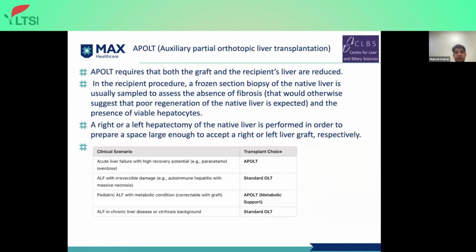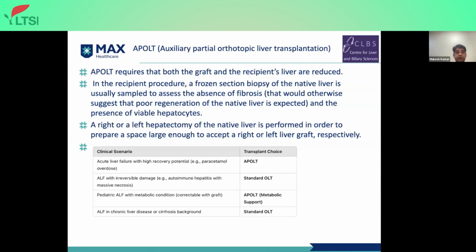So auxiliary transplant is an interesting modality which can be used in acute liver failure, as many of these livers can recover after the surgery. This requires both the graft and the recipient liver to be reduced. In the recipient procedure, a frozen section biopsy of the native liver is usually sampled to assess the absence of fibrosis or massive necrosis. A right or left hepatectomy of the native liver is performed in order to prepare a space large enough to accept a right or left liver graft respectively. This procedure can be used especially in patients with acute liver failure due to PCM poisoning or metabolic disorders in the pediatric population.